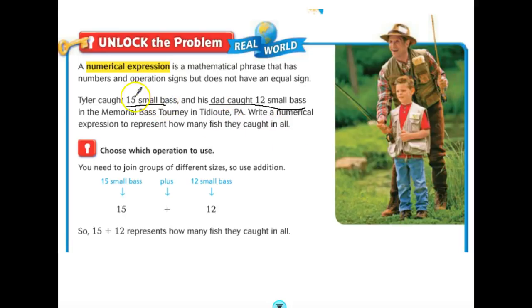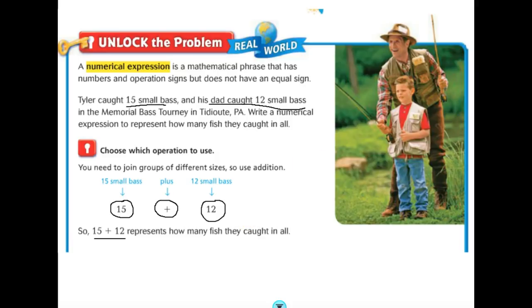If I'm going to figure out how much they catch all together, I know that I'm going to be combining 15 and 12 using addition. So I'm going to write 15 to show how many Tyler caught. I'm going to add that to how many Tyler's dad caught, which is 12. So 15 plus 12, that's our first numerical expression, and it represents how many fish they caught in all.